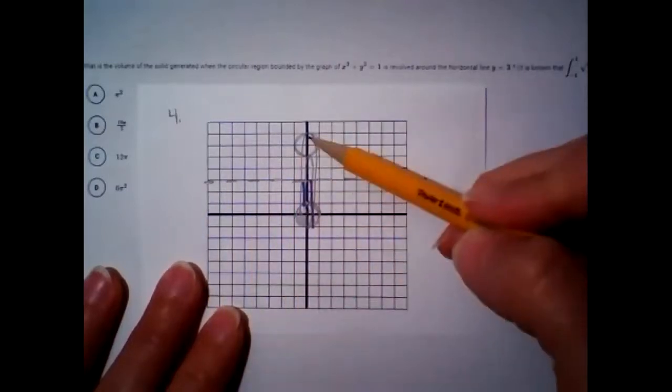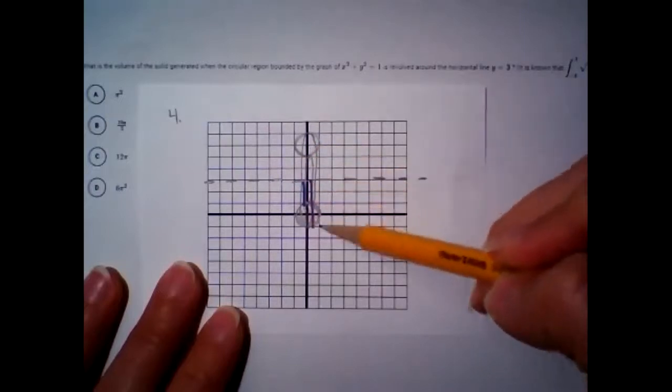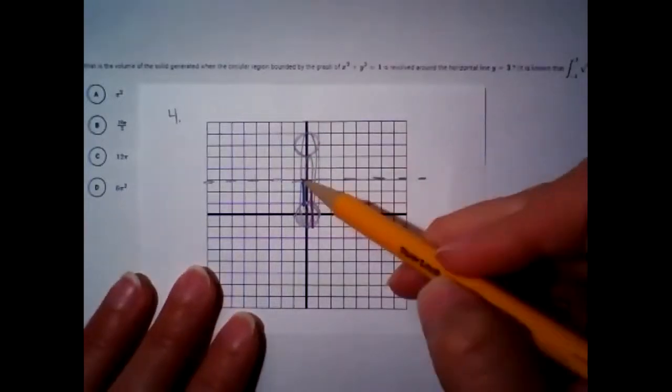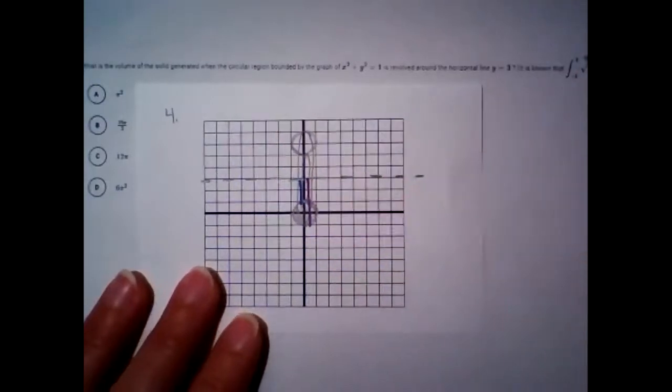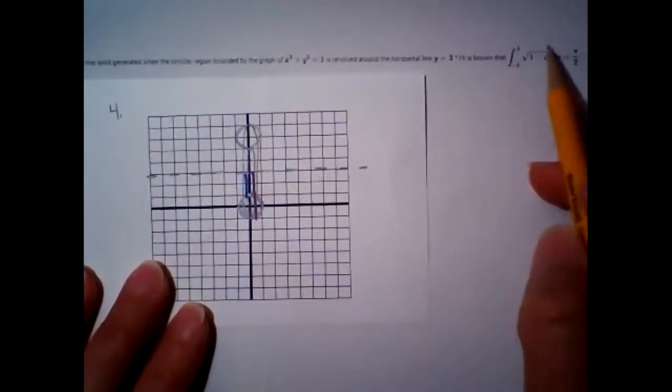Here's our ghost shape. You're taking this circle and spinning it around. So this again is like an inner tube. You're taking that circle and rotating it. So the 3-dimensional shape you get is literally like a donut. You took something that's a circle and spun it around. All right, and then they give you this, "it is known that," so that's going to be something we use at some point. Let's go ahead and get this set up though.